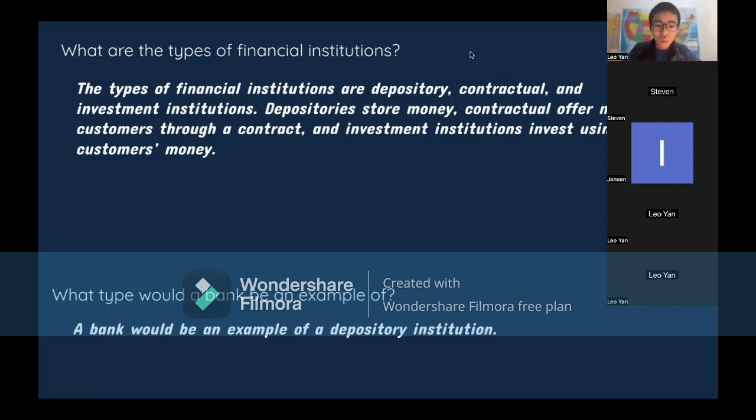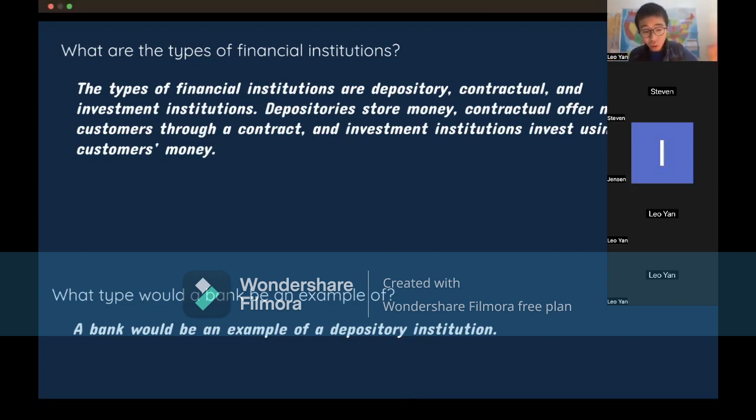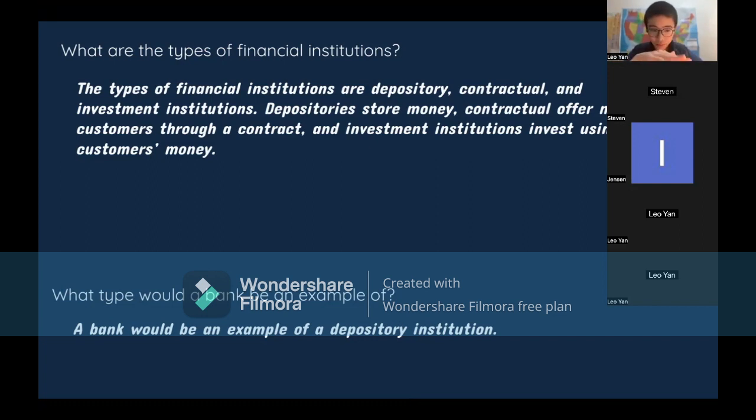The second question, what type would a bank be an example of? A bank would be an example of a depository institution. So it's an institution where you're depositing money, you're putting money, right? The whole point of a bank is to put money and to store your money there, because you would like your money to be safe, and you would hope that the bank was not operating some kind of a Ponzi scheme, for example, some kind of bad thing going on, right? So you're trying to deposit your money there. You're quite literally putting your money within a bank.